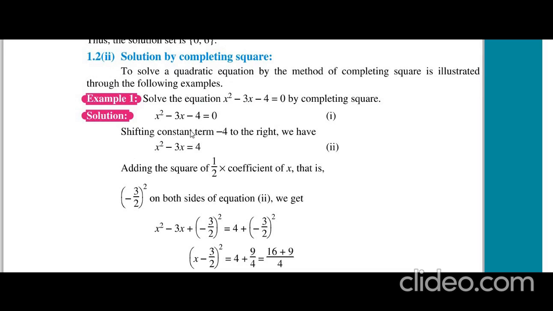Shift the constant term on the right, then you will get x square minus 3x equals 4. Now complete the square on the left side. How? Just put 2ab equal to minus 3x. Whatever this term is, just put 2ab equal to it. Now here a equals x, from the x square. So 2xb, find the value of b from there.